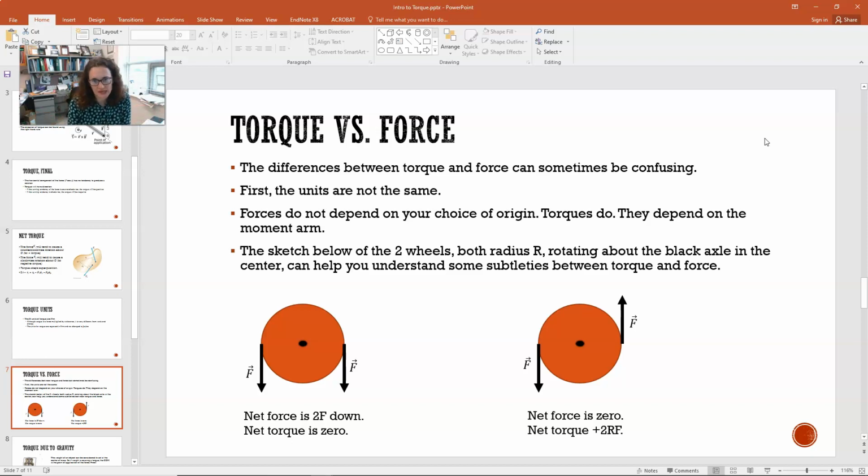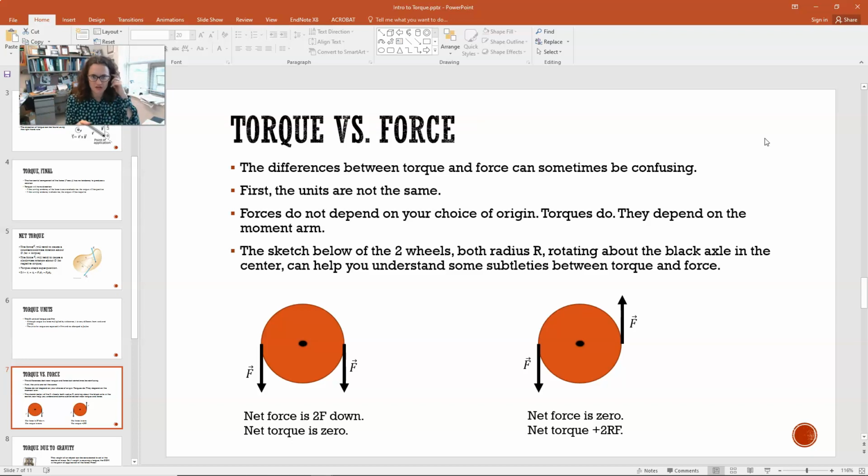Forces don't depend on your choice of origin. So if you have a 3 Newton force that's going east, then regardless of where you put your origin, that 3 Newton force will still be going east, okay? But torques do depend on the origin. They depend specifically on the moment arm. So if the moment arm changes, then your torque is going to be totally different.